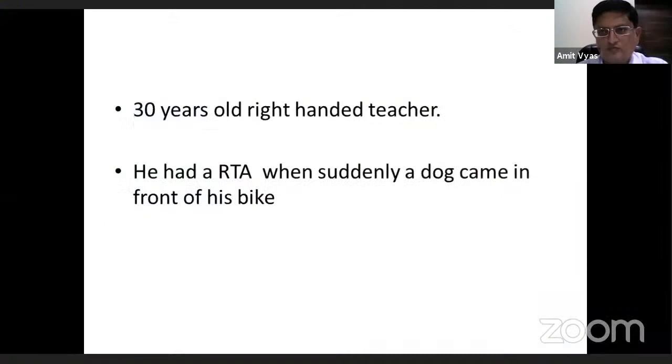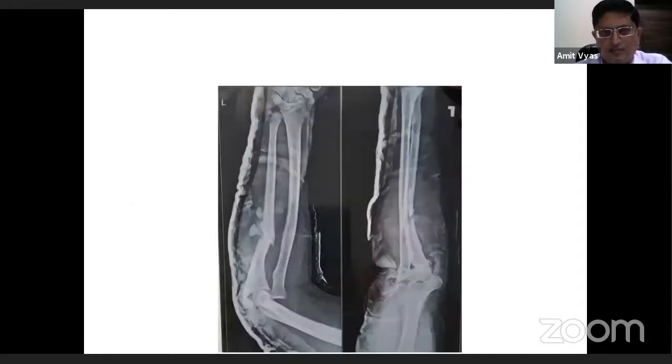So, hope my screen is visible and I'm audible. I'm presenting this case of a 30-year-old right-handed teacher. He had a road traffic accident when suddenly a dog came in front of his bike and he fell down on his hand, and he has this injury.